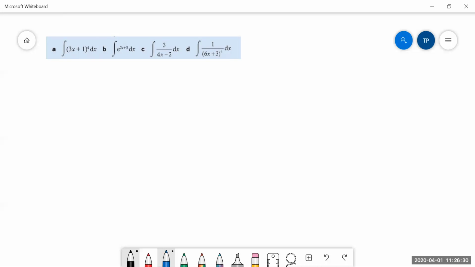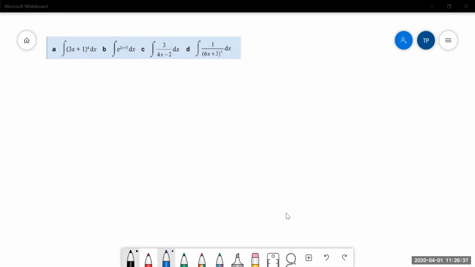I see. Okay, part A. Oh my god, this is power 4. So what am I going to do? I can't expand more, it's going to take like 10 years. Is there a method? Okay, if you don't know how to do this, let me teach you. You're not supposed to expand it.